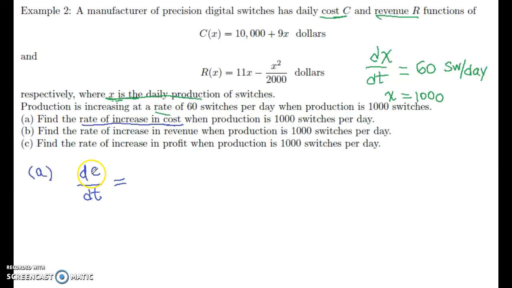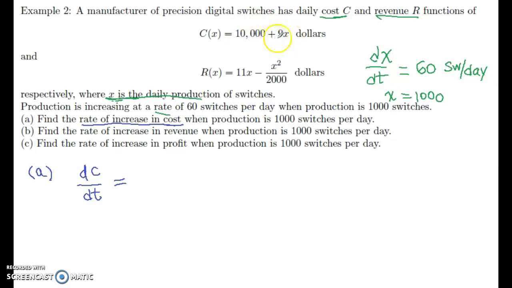It's telling us to take the derivative. So dC over dt tells us to take the derivative of the cost with respect to time. We take a look at this function. We do not see any t variable, but we have the x variable. So we just take the derivative with respect to time on both sides. When we take the derivative of a constant, we get 0.